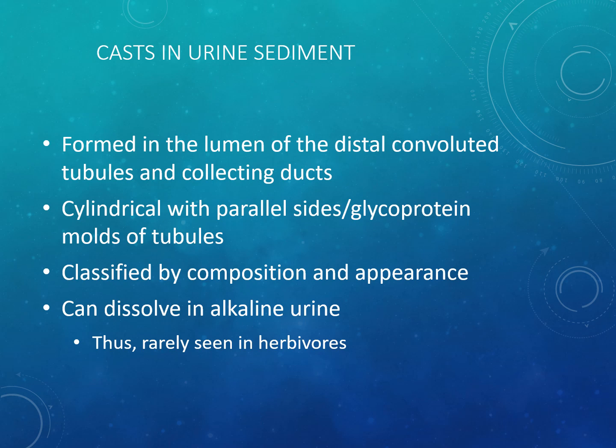As it aggregates, the little tube mold can pull in cells, bile, hemoglobin, albumin, and other proteins to adhere to it. So depending on what is in the cast is how it's classified and named. There are a few different types we're going to talk about. These also can be dissolved in alkaline urine. So, for example, in herbivores, you may not be able to see them. And again, we should be looking at fresh urine whenever we are looking for casts.